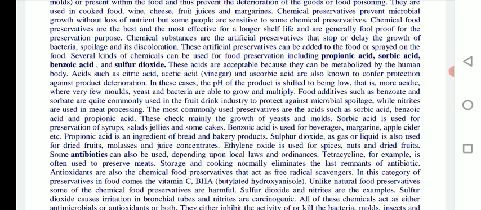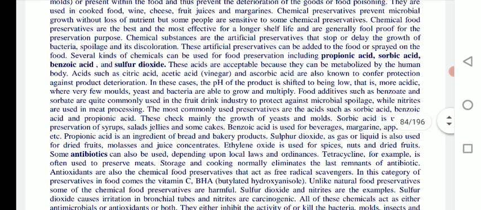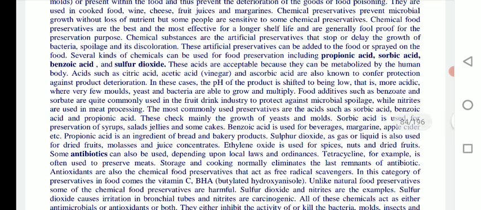These acids are easily metabolized or digested by our body, so they are not harmful for us. When the pH of the product is shifted lower, that is, more acidic, very few molds, yeasts, and bacteria are able to grow and multiply.